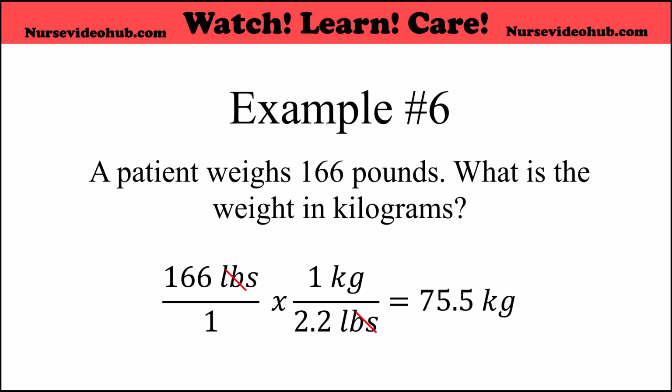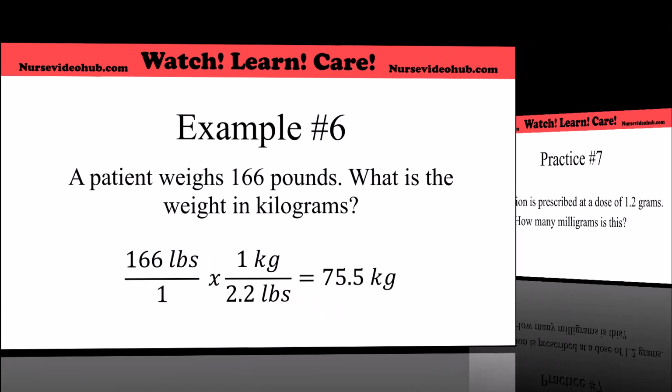The pounds will cancel out. 166 divided by 2.2 equals 75.5 kilograms. Check your answer by reversing the conversion. 75.5 kilograms times 2.2 pounds over kilograms equals 166.1 pounds.